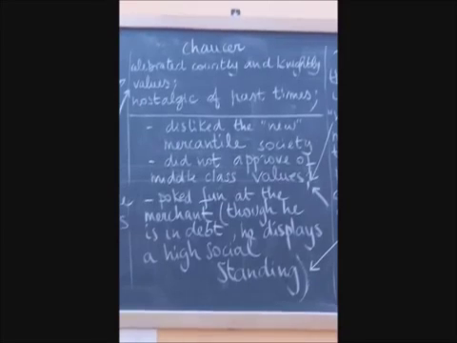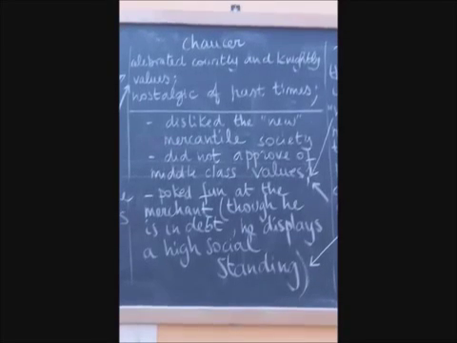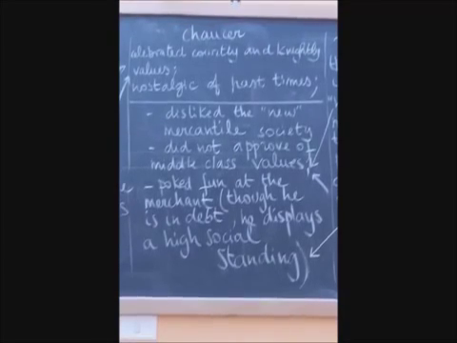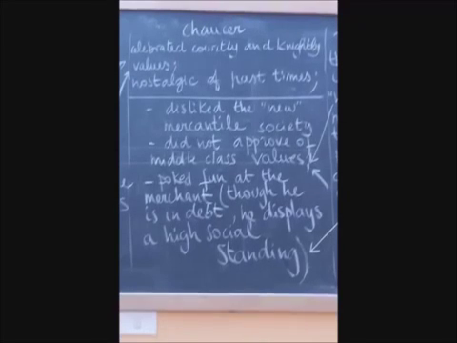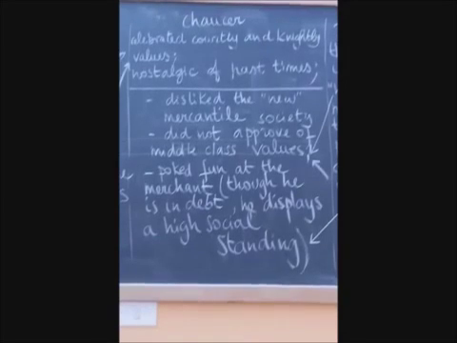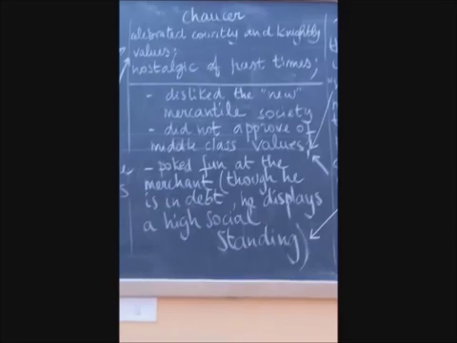Chaucer disapproves of middle class values and of the merchant. Chaucer disliked the new mercantile society, and he pokes fun at the merchant because although he wears such expensive clothes, but colorful and not elegant clothes, he is in debt. But the idea is that although he is in debt, all he cares is displaying a high social standing. So he's a liar. He's not a loyal person, unlike the knight.